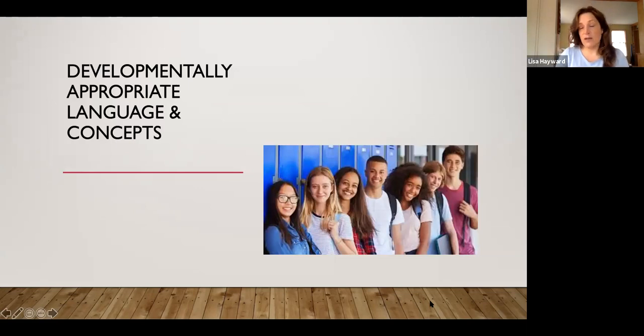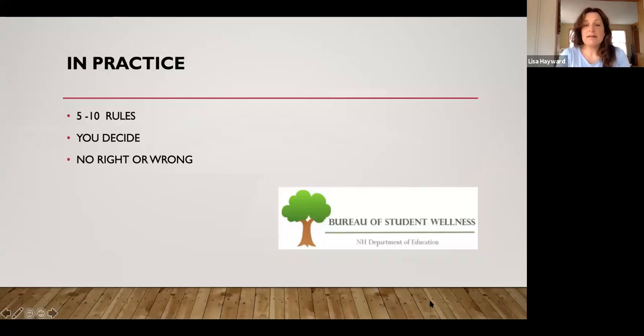Make sure it's developmentally appropriate in terms of the language and the concepts. You know the age group of students who you're working with, so you probably can speak to that in a much better way than I can. In practice, a netiquette should have 5 to 10 rules, and you can decide what they are. There are really no right or no wrong rules for what should be in a netiquette. It's really up to you, the teacher, or the school, or the administrator.